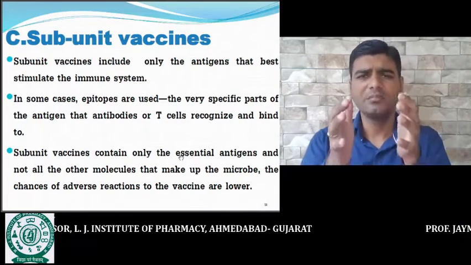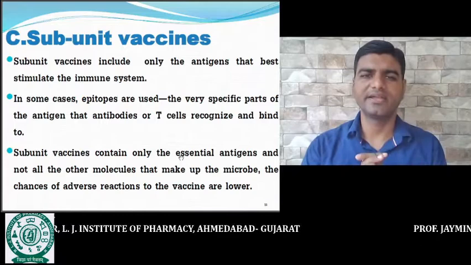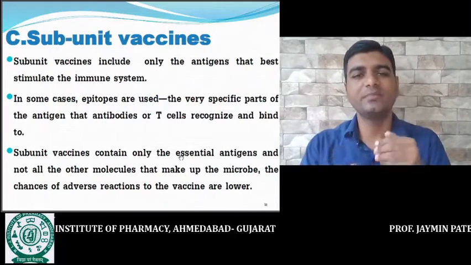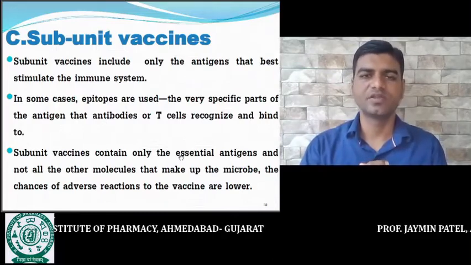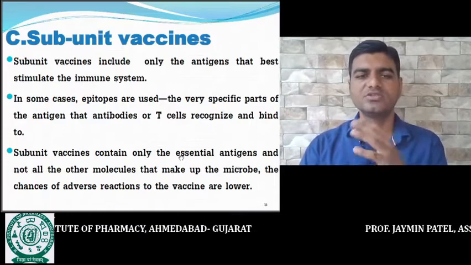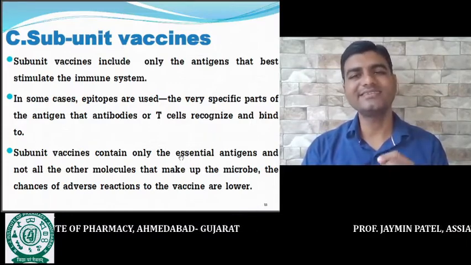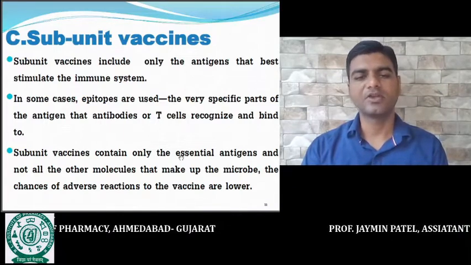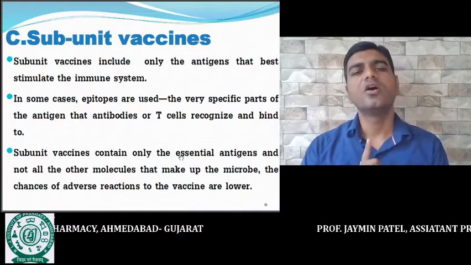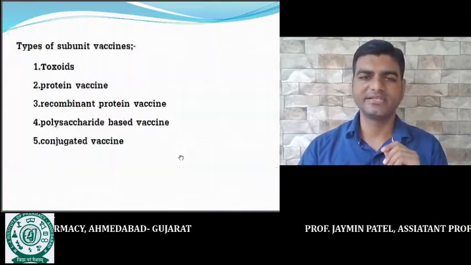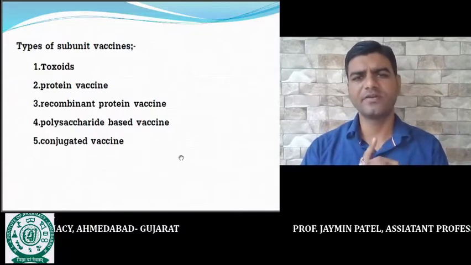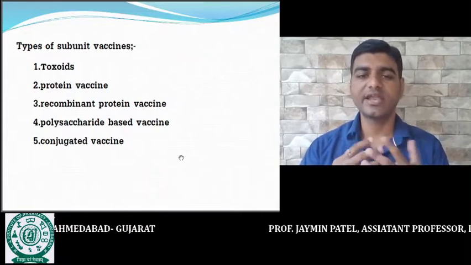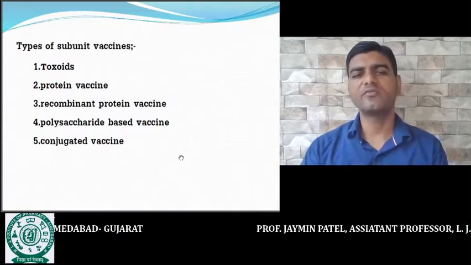It is nothing but a special part of the bacteria; the whole body is not utilized. So whatever side effects are associated with the other parts of the body can be minimized. The subunit contains only the essential antigens and not all the other molecules that make up the microbe, and the chance of adverse reactions to the vaccine is comparatively decreased. If we talk about the types of subunit vaccines, there are toxoids, protein vaccines, recombinant protein vaccines, polysaccharide-based vaccines, and conjugated vaccines.